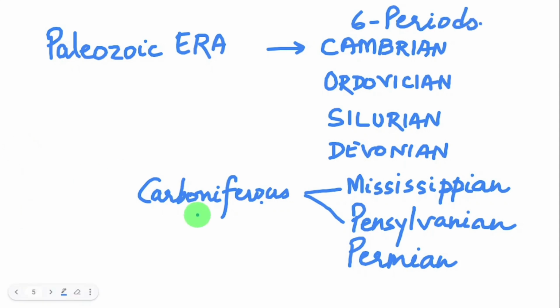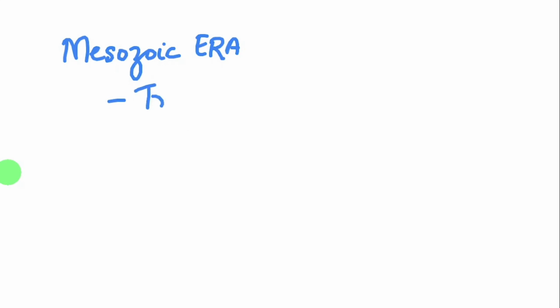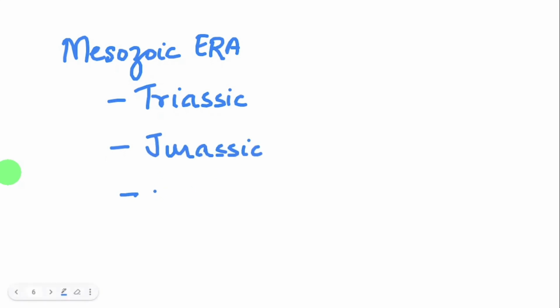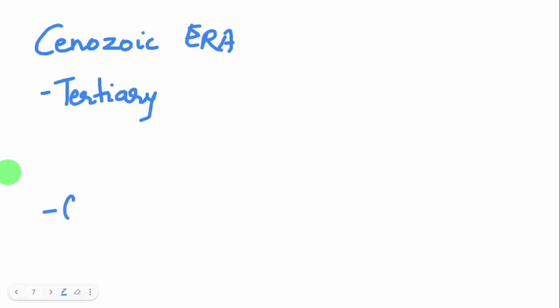Then next one will be the Mesozoic era. This era is divided into Triassic, then Jurassic, and the last one will be Cretaceous. And then finally Cenozoic. This is divided into Tertiary and Quaternary.